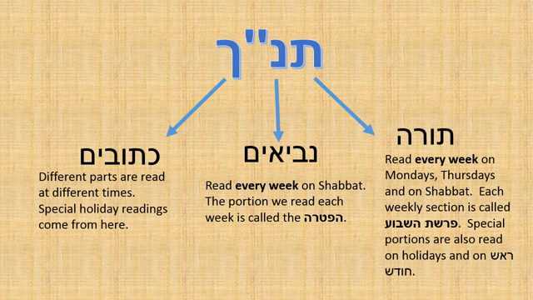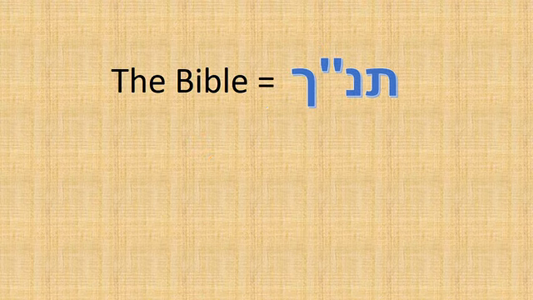Now, different parts of Ketuvim are read at different times, but what I'd really like you to remember is that special holiday readings come from here as well. So we can see that 3 sections, Torah, Nevi'im, and Ketuvim, together make up the Tanakh, and this is what we call the Bible.